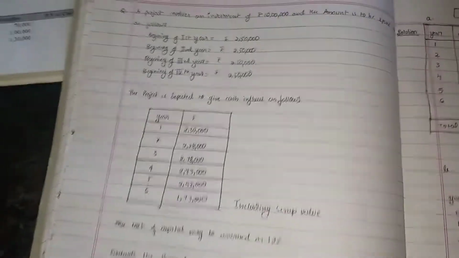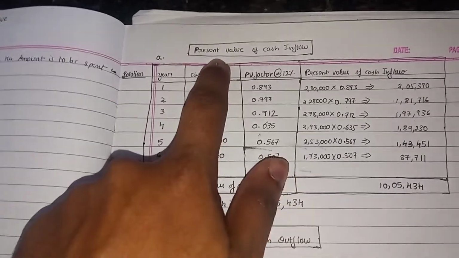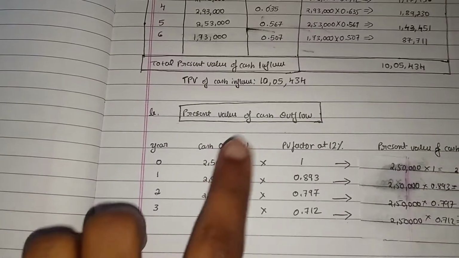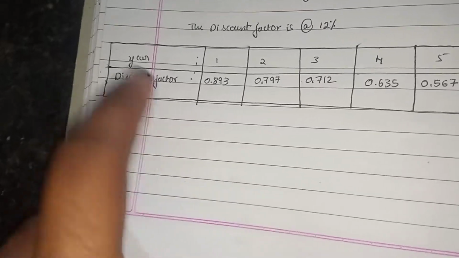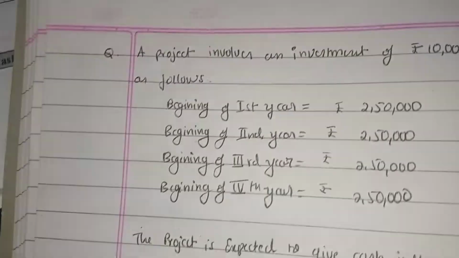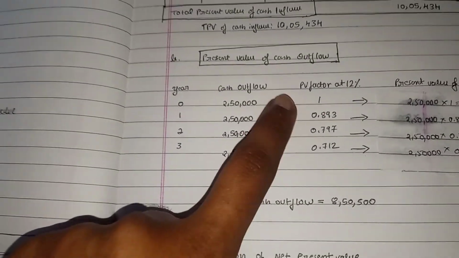See, the difference compared to other sums is that first we have to do part A, that is present value of cash inflow. For that I have considered this table and this table. For outflow also I have considered this table, but since it is from the beginning of the year, I have taken 0 for the beginning of first year. So here you can observe 0, 1, 2, 3, and for the remaining 1, 2, 3 I have calculated the PV factor.